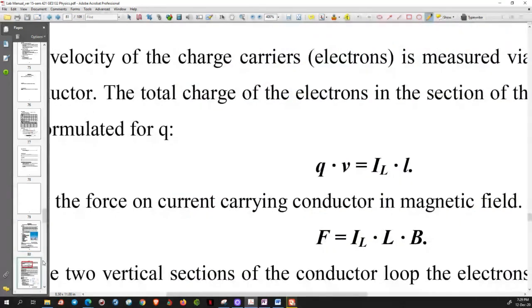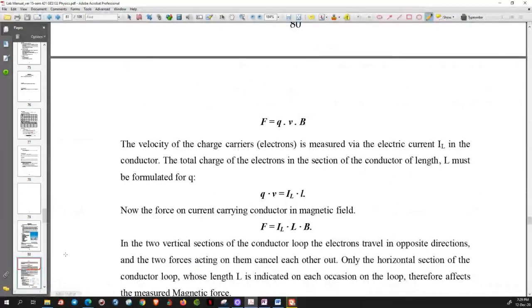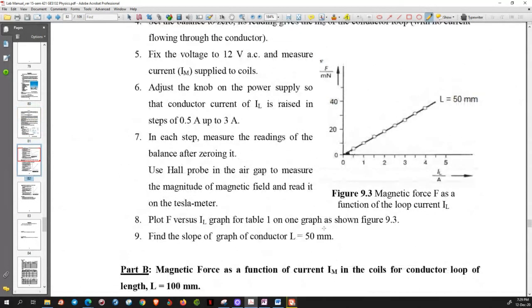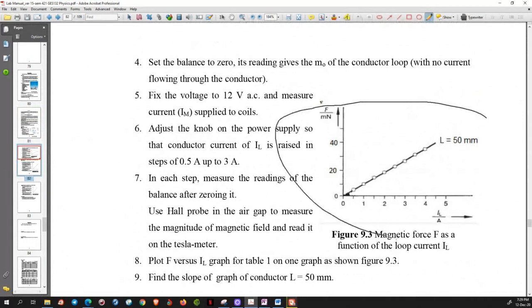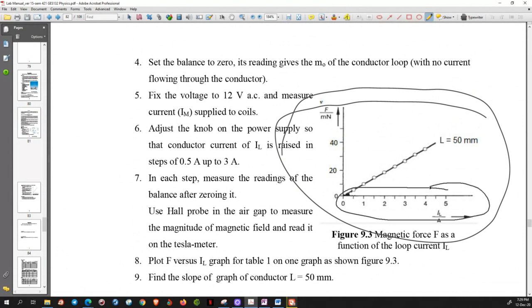Now, let's go to the experiment itself. In the experiment, you will do only table 1. There is an example of a graph. This is the example of the graph that you should make with your hand. X-axis, IL, Y-axis, force. Okay? Clear? This graph is in your book. So let's go to table 1.